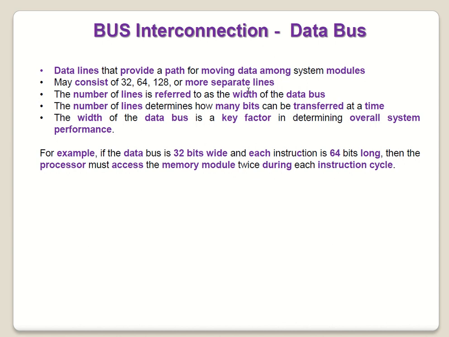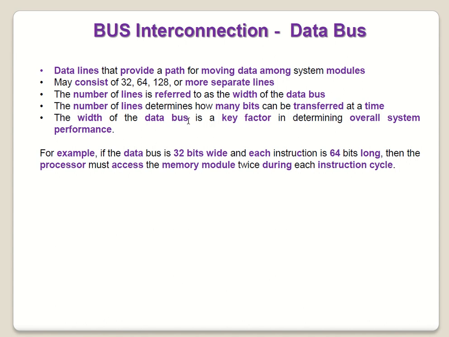Remember, one single line carries one bit of data. If there are 32 lines, at a time it can carry 32-bit data. So the number of lines determines how many bits it can transfer at a time. If there are 64 lines, at a time it can transfer 64 bits. So the width of the data bus is the key factor for the overall performance. If the width is small, it needs more transfers. Can you get the idea?